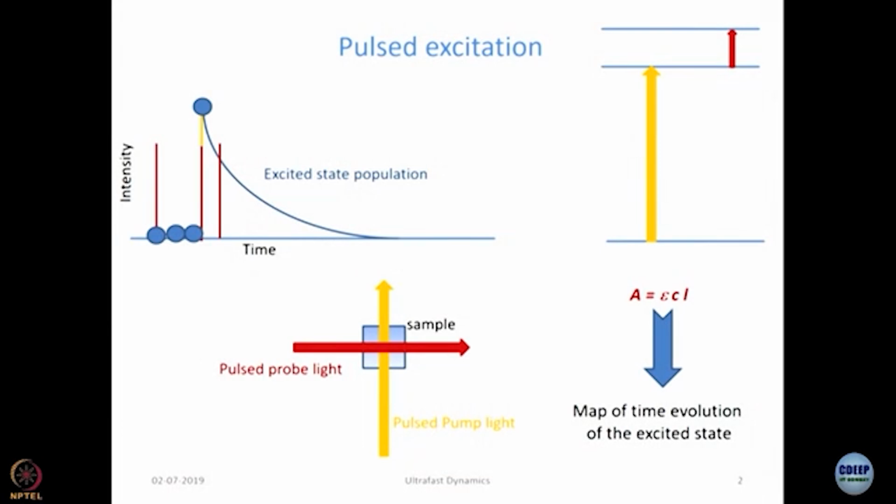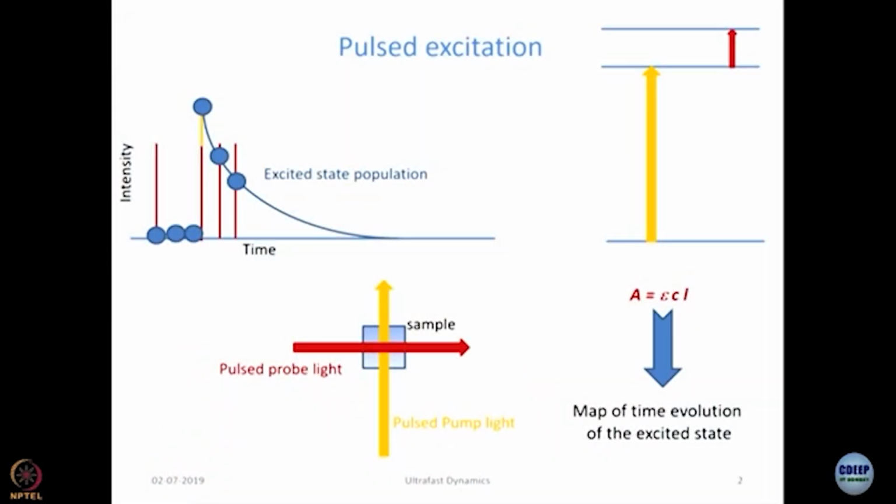So, in this expression C would have gone down and correspondingly absorbance would have also gone down. So, what I get here is a decreased value of absorbance of probe light. Remember, we get a decrease in the absorbance of probe light that is proportional to the decrease in the excited state population in that time.